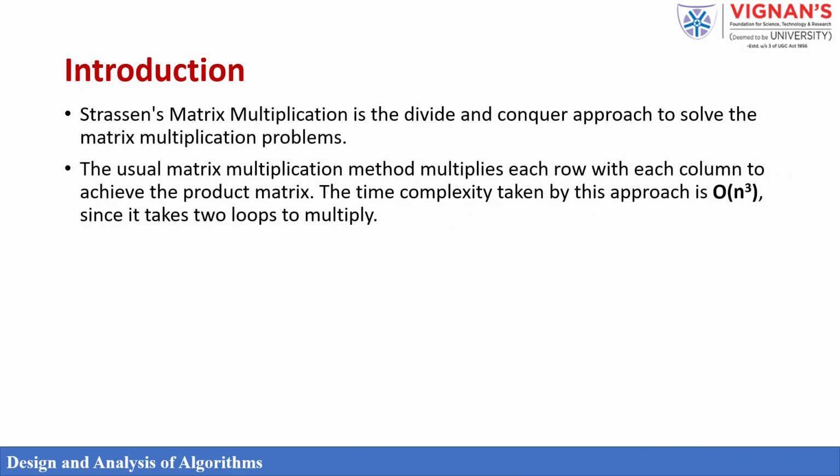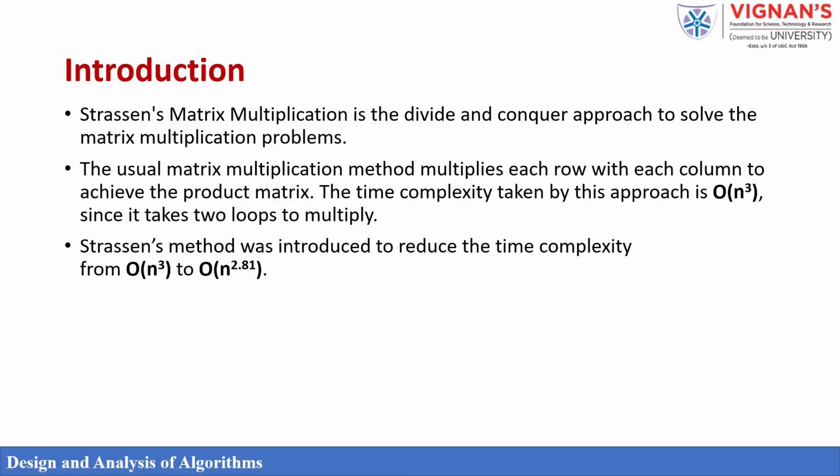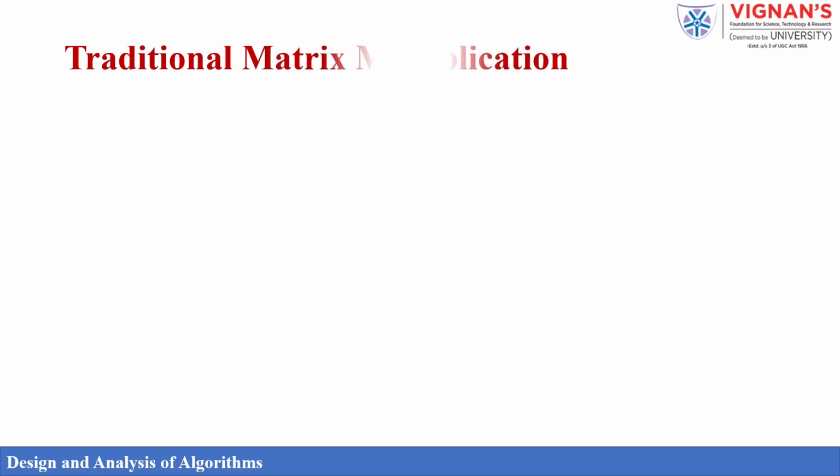The usual matrix multiplication method multiplies each row with each column to achieve the product matrix. This approach takes big O of n cube, since it takes three loops to multiply. To reduce this computation time from big O of n cube to big O of n power 2.81, Strassen introduced a faster algorithm.